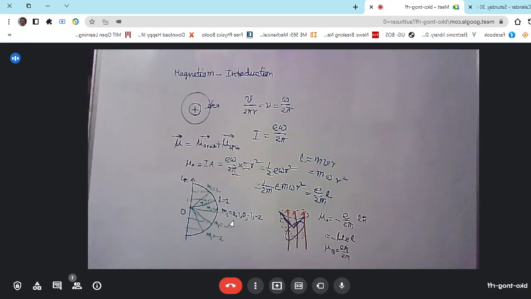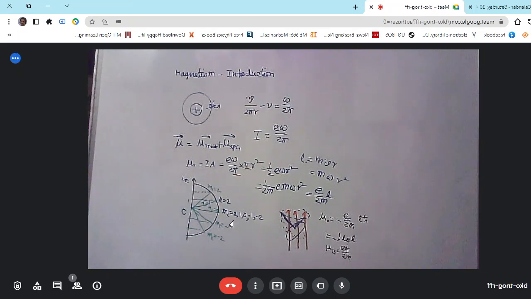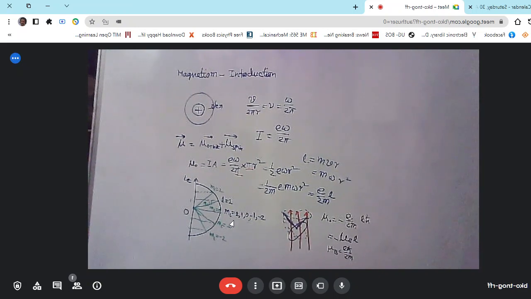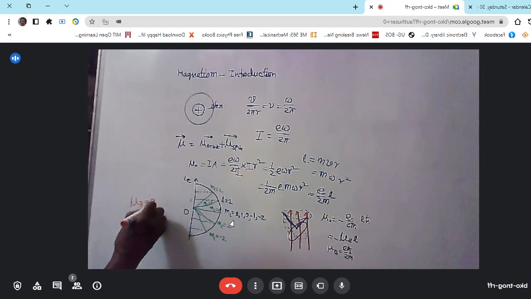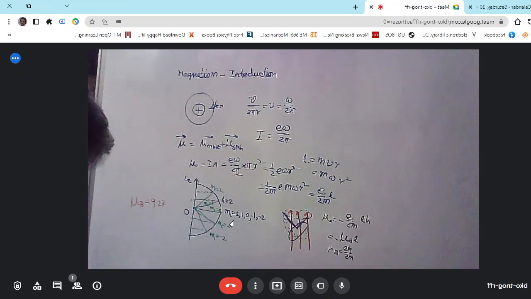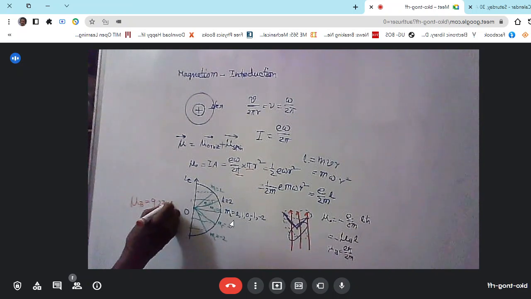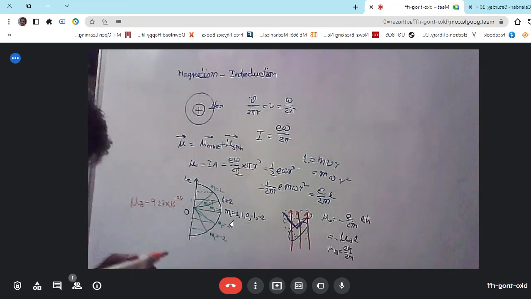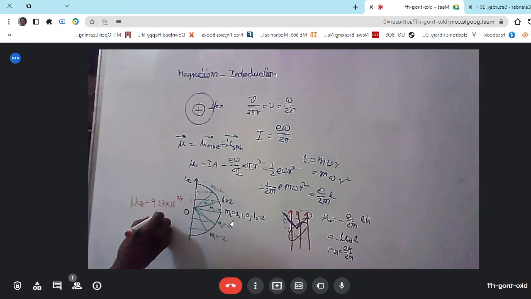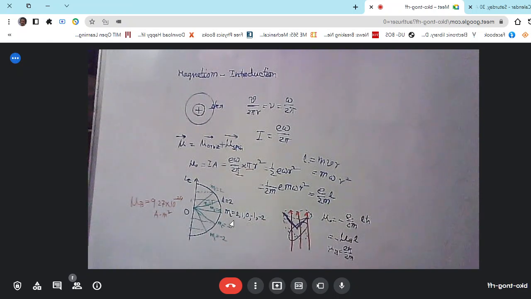It is the Bohr magneton, and I am writing its value here. You will have to memorize it. Its value, mu b, is 9.27 into 10 to the power minus 24 ampere meter square. This is the value for the Bohr magneton.